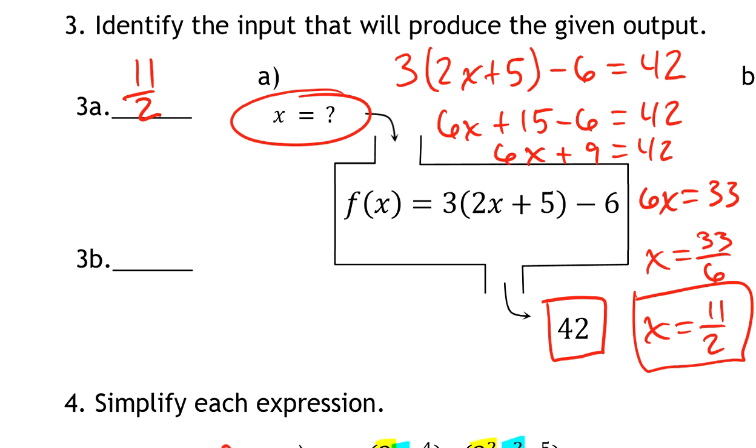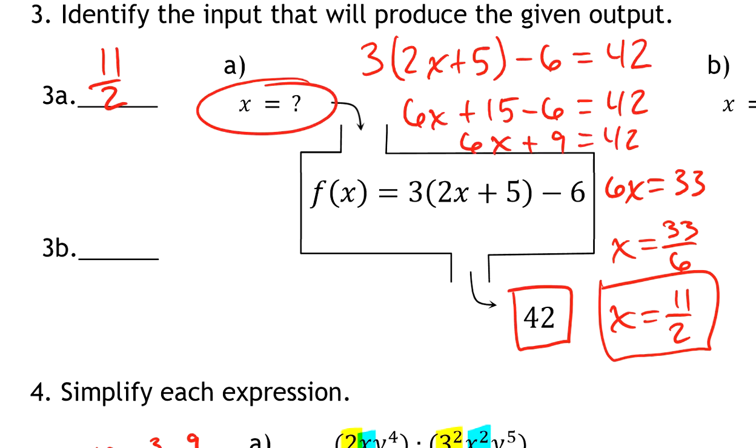And because this is an open calculator exam, I highly recommend using your TI-84, entering 3 and then open parentheses 2, and then put 2 times 11 divided by 2 plus 5, close the parentheses and then subtract 6, and verifying that you do indeed get 42.